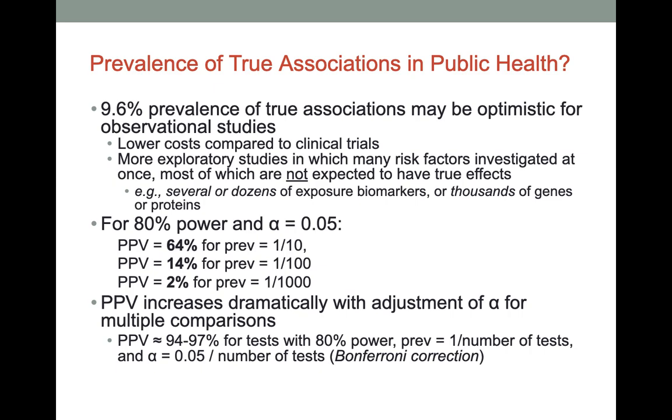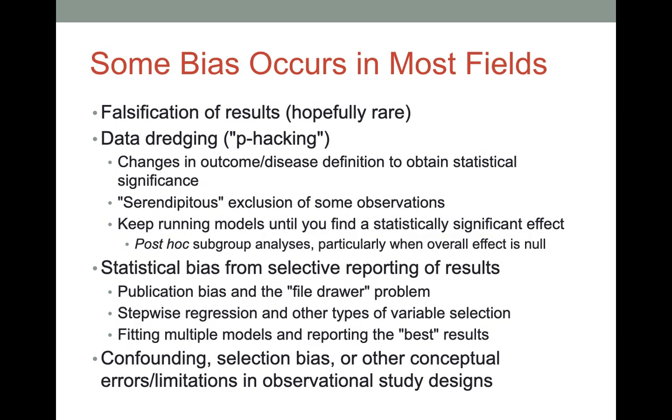Right? And you'll notice here the prevalence is 1 over the number of tests means that, if we basically have a group of hypothesis tests we're running where one of them is actually a true association, then Bonferroni correction will give us a pretty good chance of reliably finding that without getting a lot of false positives.